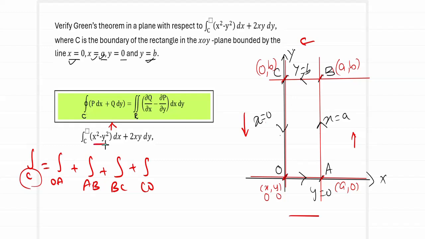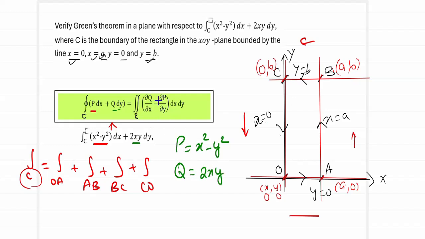What do we have in place of P? That is, along with the dx, we have P. Attached with P dx, we have P. So what is my P? My value of P is going to be equal to x square minus y square. Now, what is attached along with dy will be referred to as Q. So which is my Q from over here? Q is going to be equal to 2xy.